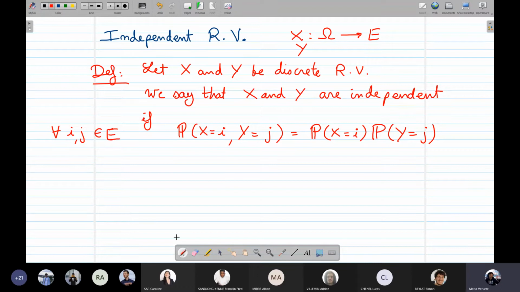That means that the events, this one and that one, are independent. You know, those two events are independent because the probability of the intersection is the product of probabilities. So we define the independence of random variables using the definition we already have for the independence of sets, of events. Okay, any question?